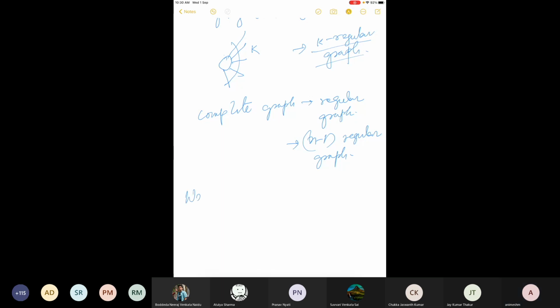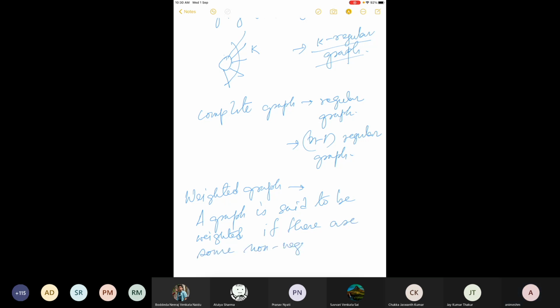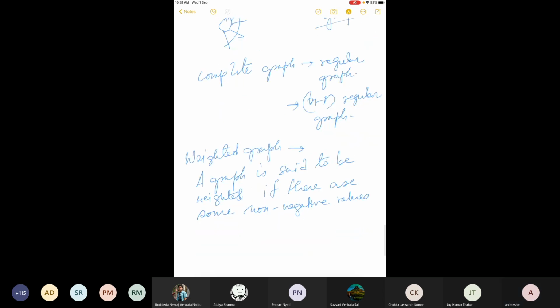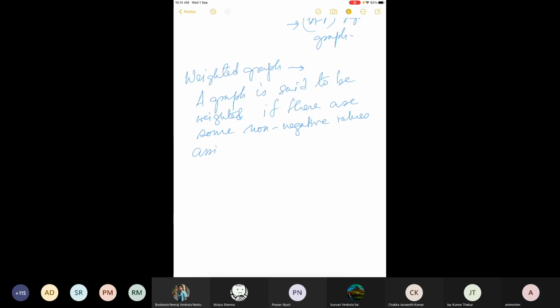Weighted graph. So a graph is said to be weighted if there are some non-negative values assigned to every edge of the graph.